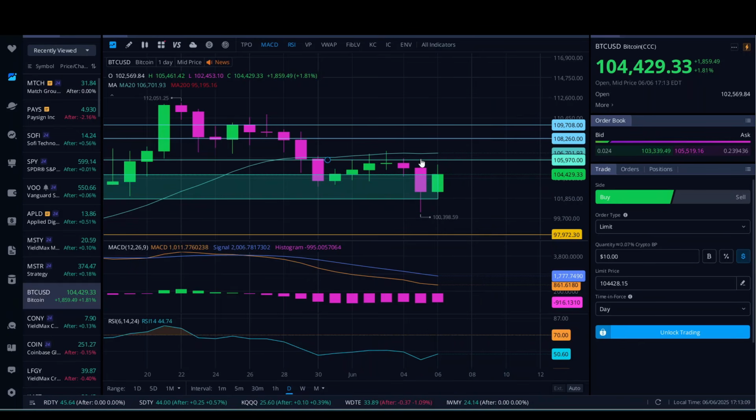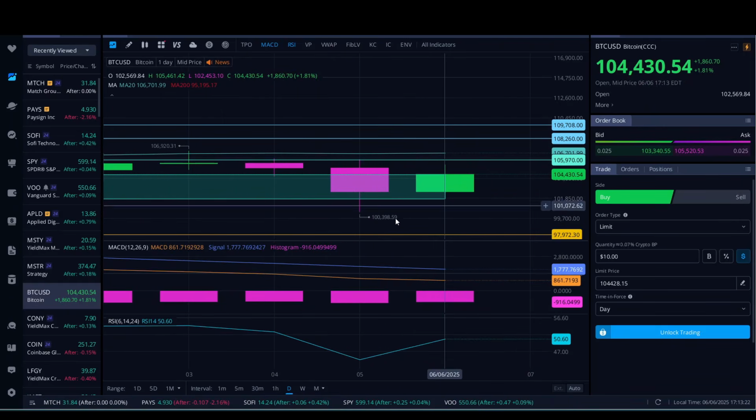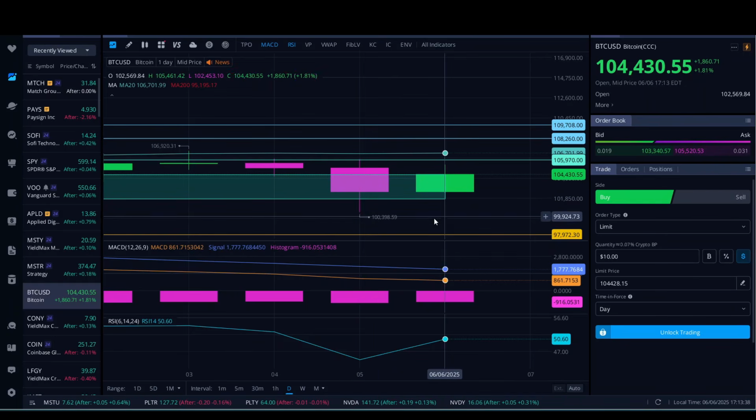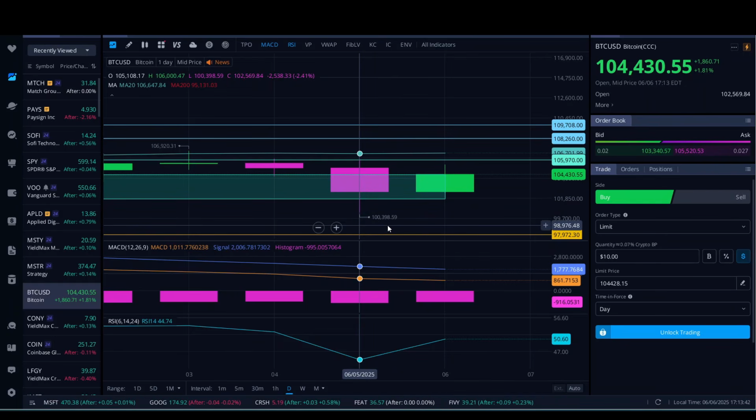Now yesterday we had that big, huge red candle, but do notice by the end of the day, you have that big long wick on the bottom of that candle. And I'll try to zoom in so you can really see it. As you can see right here, you can see that purple long wick, as it did drop all the way to 100.3K, but ended up closing for that day at 102.5K.